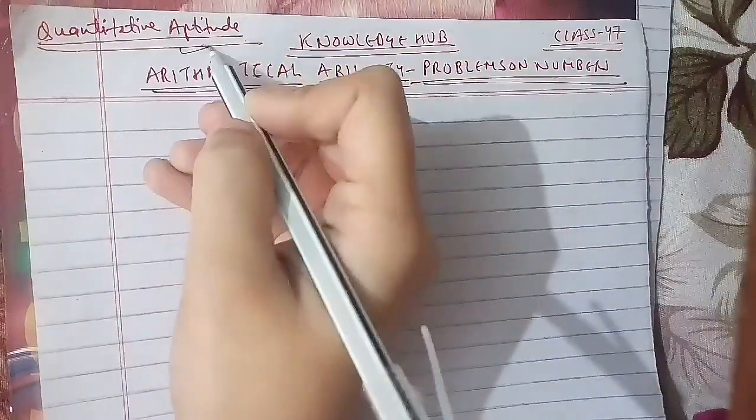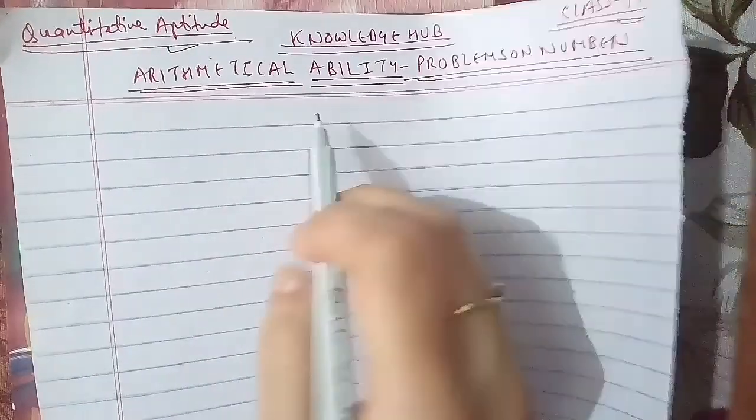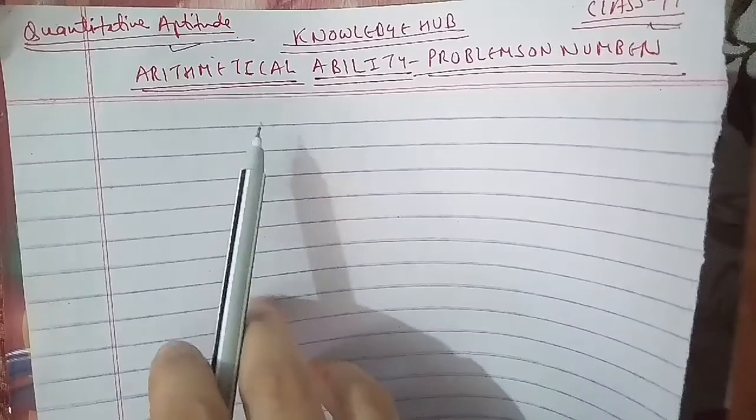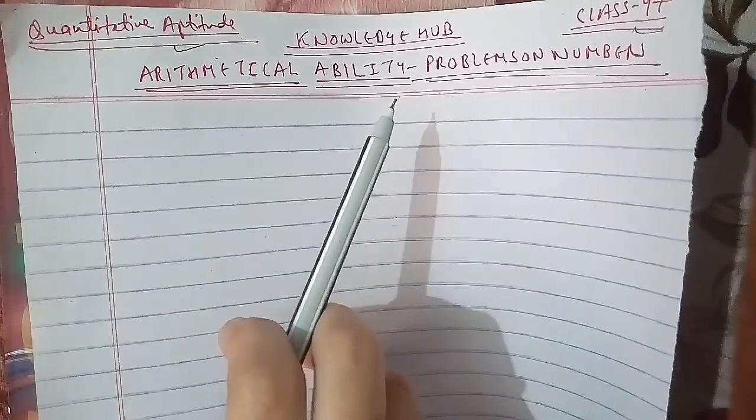Today we're going to start with your quantitative aptitude class, and this is your class 47. We have to start with arithmetical ability, that is problems on numbers.